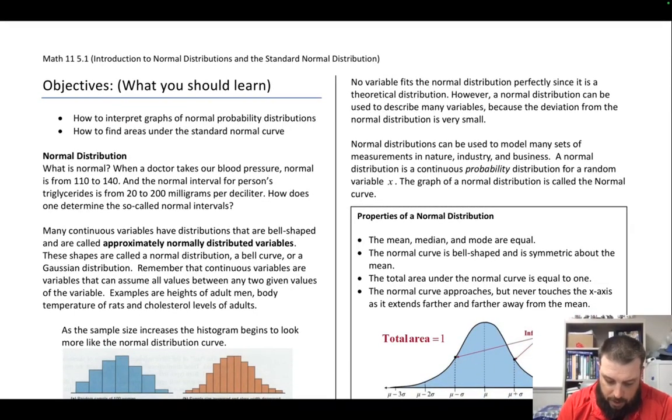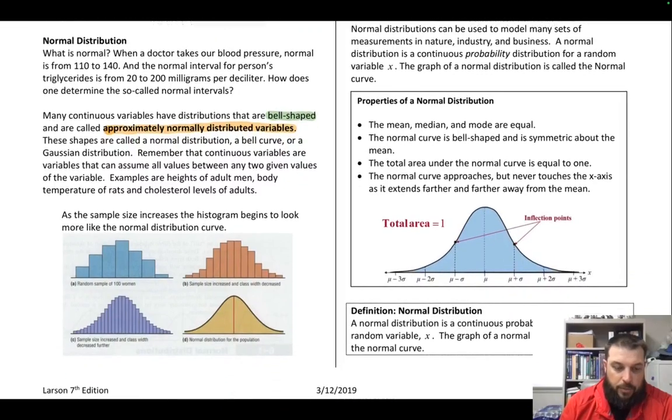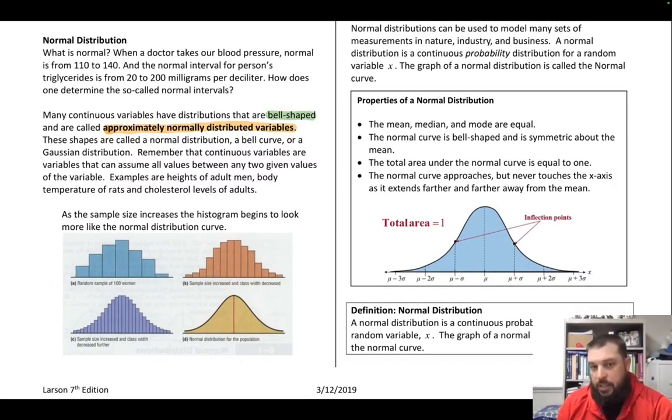Often we have these continuous variables or distributions that are bell-shaped. You may have heard of a bell-shaped curve, and those are more appropriately named approximately normally distributed variables. These shapes are called a normal distribution, a bell curve, or a Gaussian distribution. Remember that these are continuous variables, and variables can assume all values between any two given values of the variable. A few examples: heights of adult men, body temperatures of rats, cholesterol levels for adults.